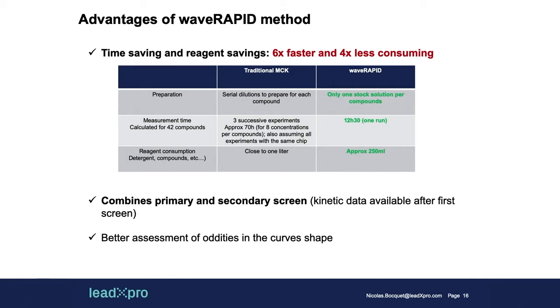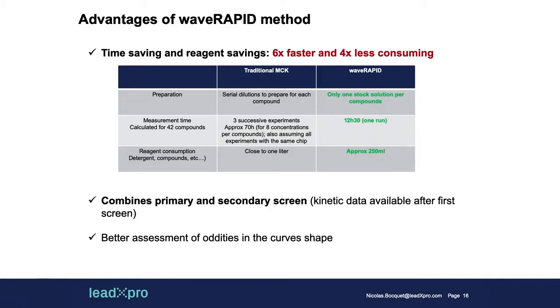So that's a rough calculation, but for the waveRAPID run for this peptide screen, it was in total 12 hours and a half for one run, and we got all the information we wanted. If you would have used a traditional MCK, and if you would have to really measure accurately all the parameters, you would have to do 3 successive experiments because of this space problem on the rack, that you cannot measure all of them in one go.